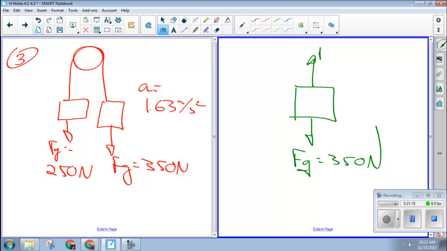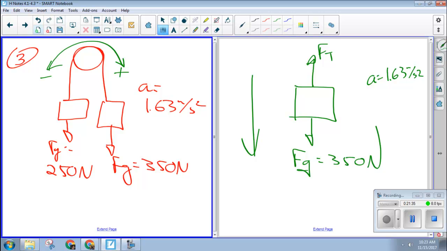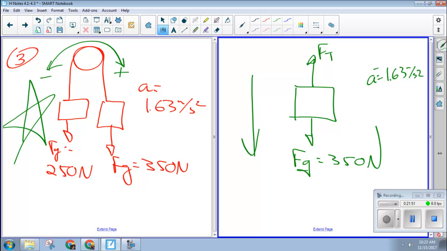Okay. Now, what's the acceleration of this thing, you guys? 1.63. It's accelerating down, isn't it? Because that's the heavier one. So that acceleration, even though for my system you probably decided to make this way positive and this way negative, that sign convention only applies to the system. It does not apply to the individual objects. So my individual object over here is accelerating downward. That means it's a negative acceleration produced by the negative force of gravity. Was that what you missed, that negative sign?